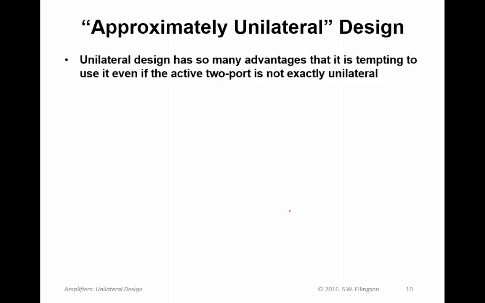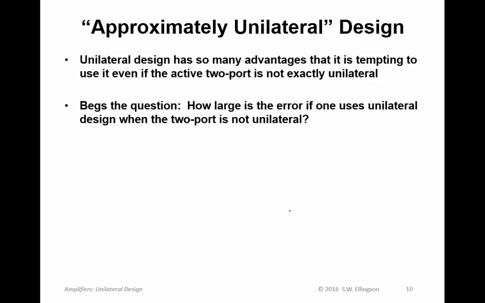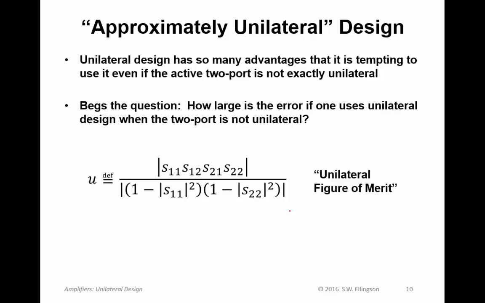So, unilateral design has many advantages, so it's tempting to use this even if the active two-port is not exactly unilateral. And it begs the question then, how large is the error in this technique if one uses unilateral design even if the two-port is not strictly unilateral? In other words, even if the two-port's S12 is not exactly 0. Well, the answer to that question is given by this thing called the unilateral figure of merit. And we refer to this using the variable little u. And you see this little u is a function just of S parameters. So if we know the S parameters, we can calculate this little u, and that's the unilateral figure of merit.